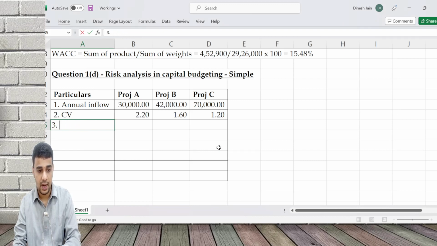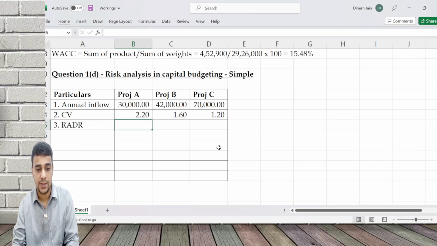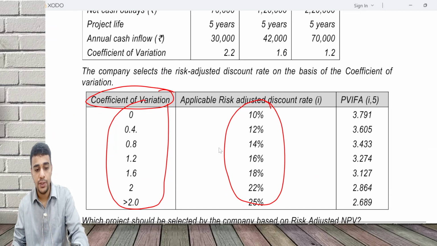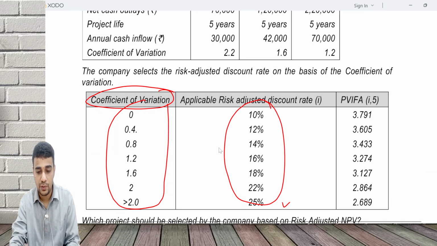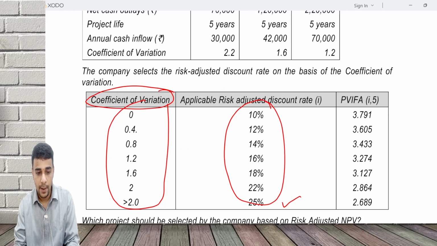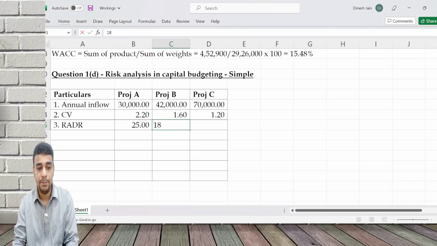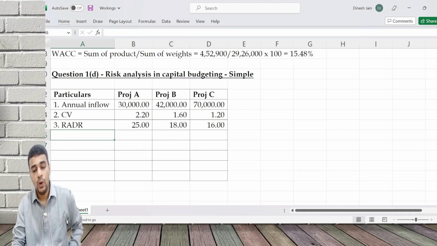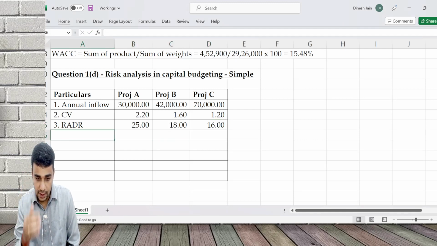Discount rate, RADR, risk adjusted discount rate. For 2.2, according to the table, 2.2 is greater than 2, so you will have to use 25%, which is a very high discount rate. For 1.6, 18%. For 1.2, 16%. Lower CV means lower risk. Lower risk means lower RADR.